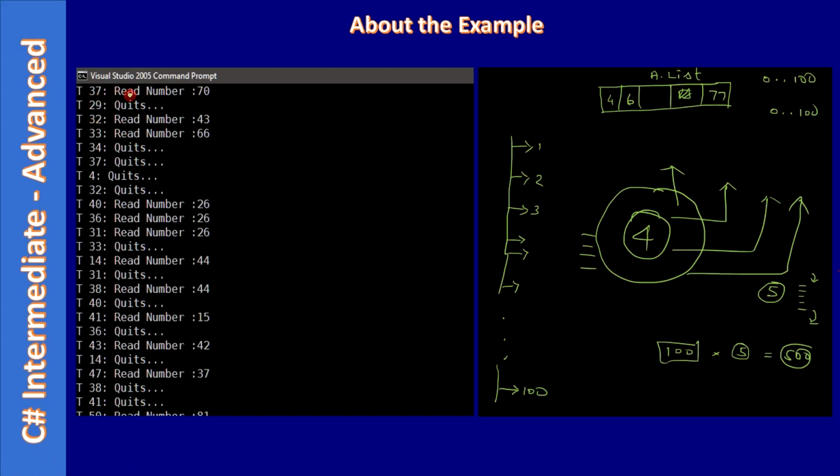If you see here, T37 is reading the number 70 and T37 is quitting here. Also in the example you can see there are 3 threads reading the numbers 40, 36, 31, and you see 40 quits, 36 quits, and 31 quits.